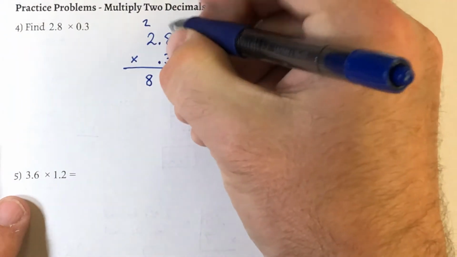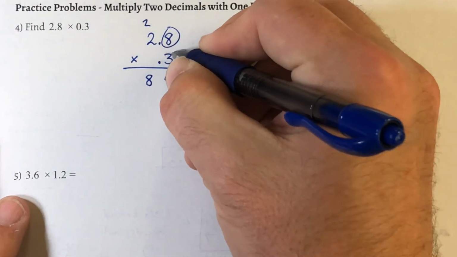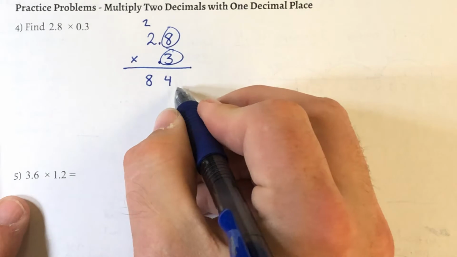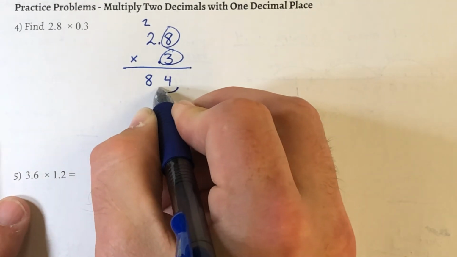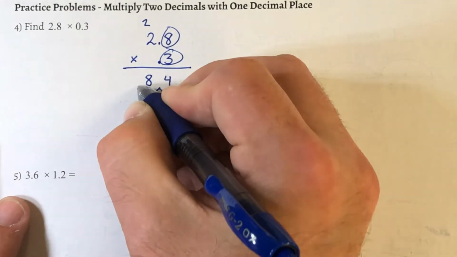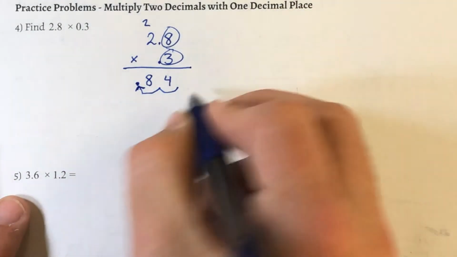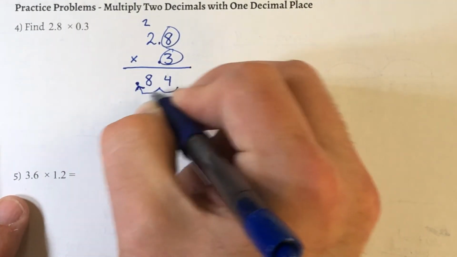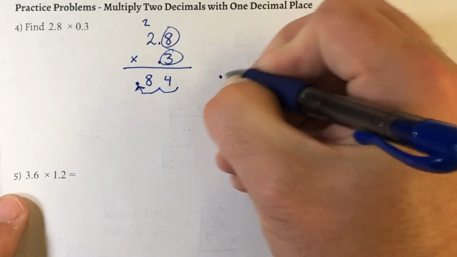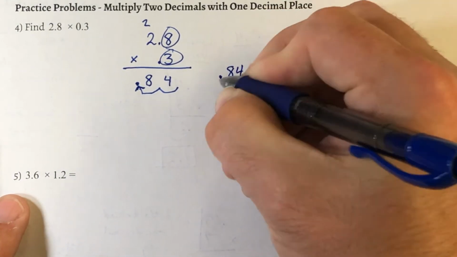Now, how many numbers or digits are behind the decimal? 1, 2. So, move your decimal once, twice. The decimal is going to be right in front of the 8. Now let's write our answer. That's not an answer. That's a bunch of work with a bunch of squiggles. So, your answer is 84 hundredths, or 0.84.